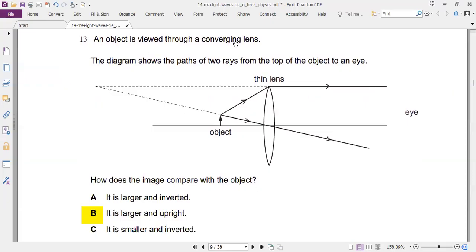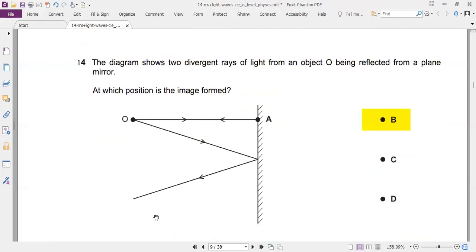Number 13, a converging lens is used as a magnifying glass. So the image will be larger and upright. That's what we're looking for. A mirror makes the image at an equal distance from the object on the other side. So B is where the image is formed. We see the image from here at this point.